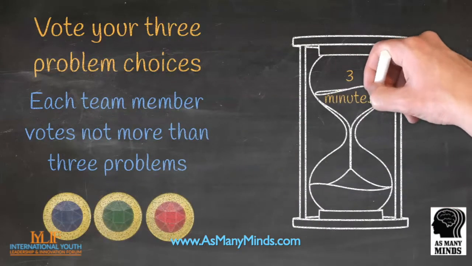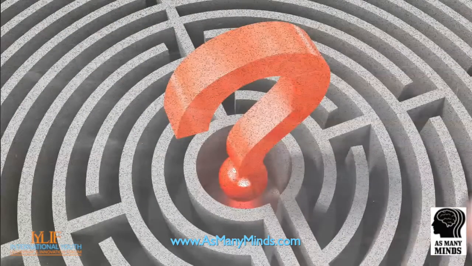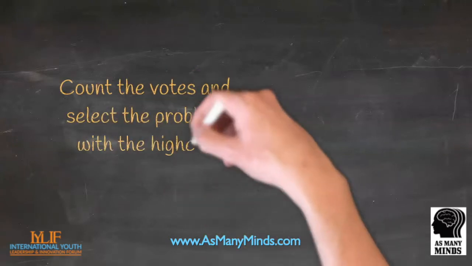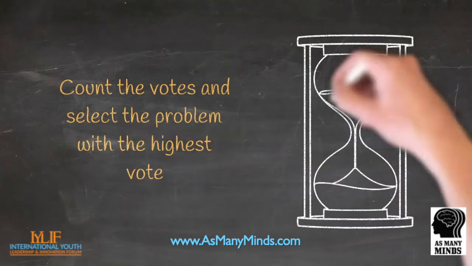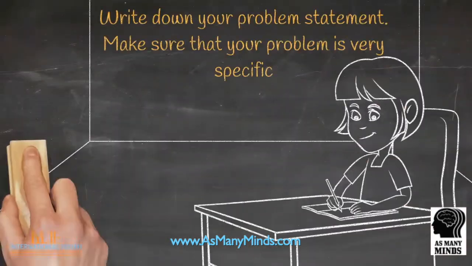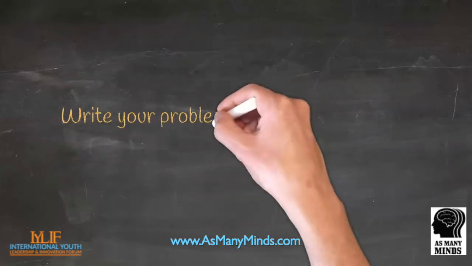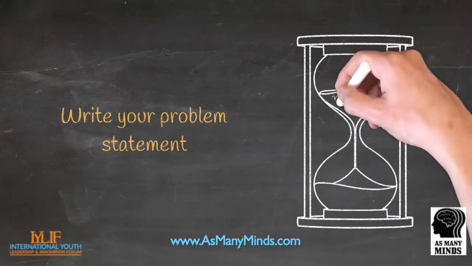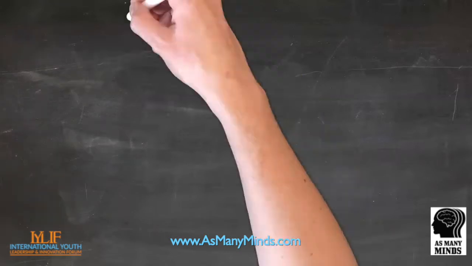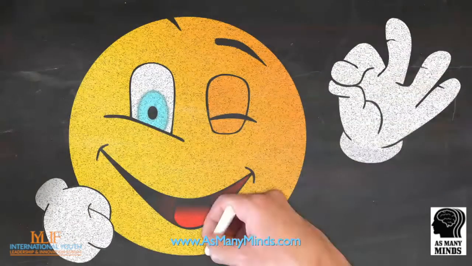Have you made your choice? Now it's time to find the problem with the highest number of votes. Congratulations, you have found your big problem. Next, you need to write a problem statement for the big problem that you selected. Do you have a problem statement? Congratulations, you have successfully completed the second step of design thinking.